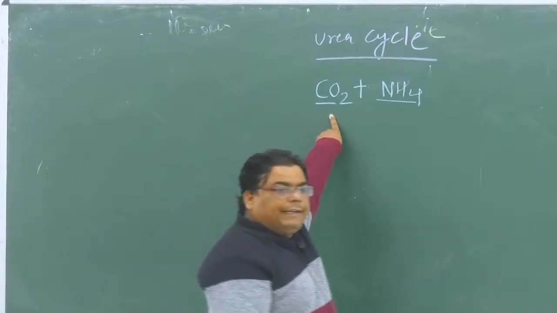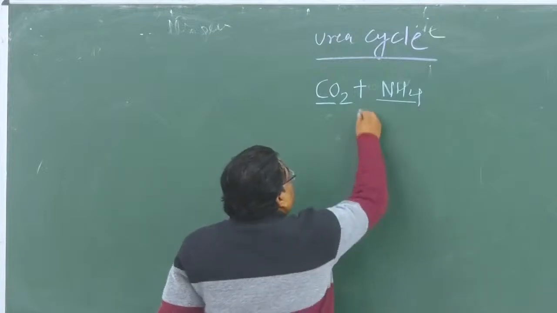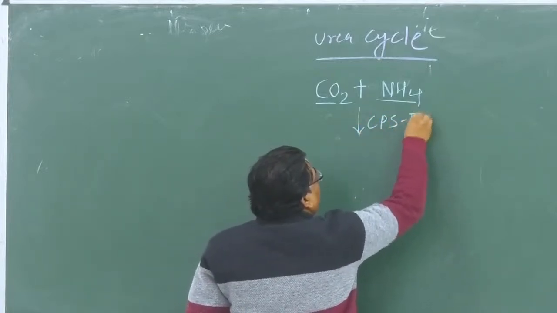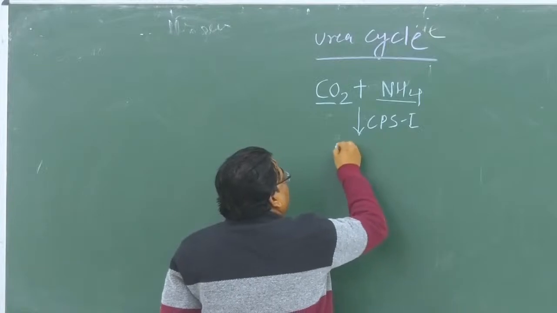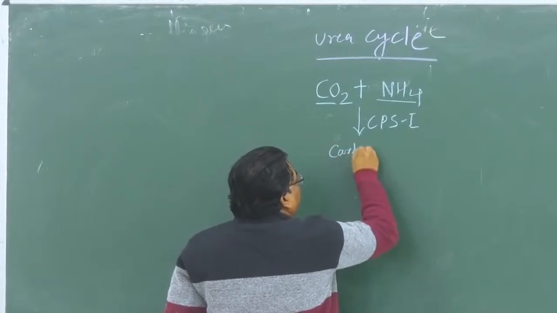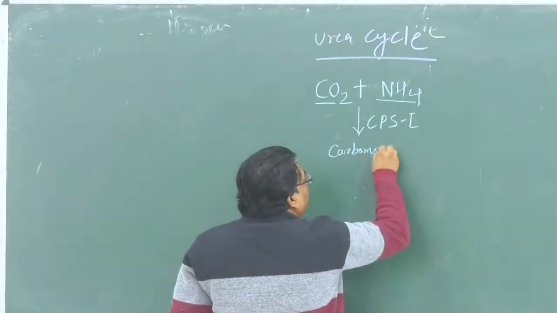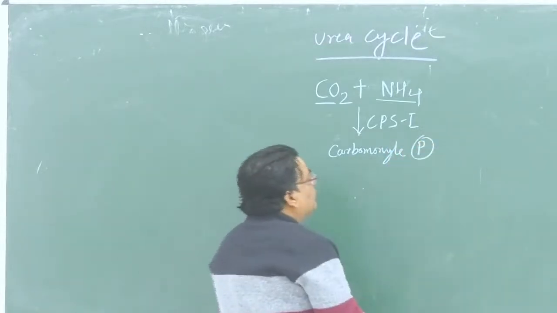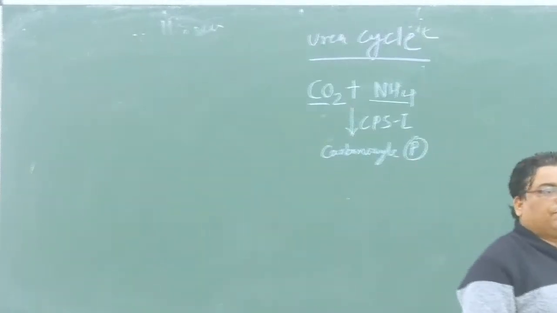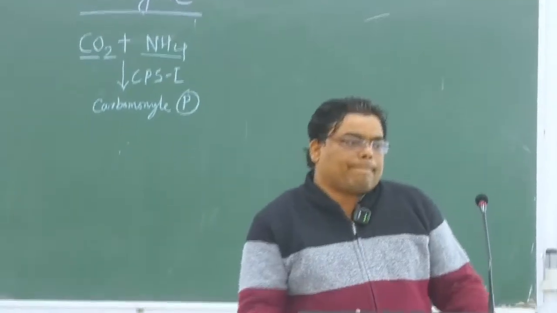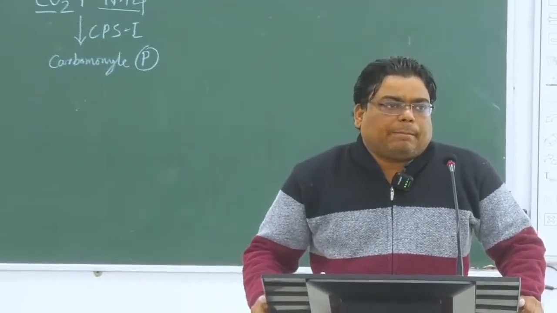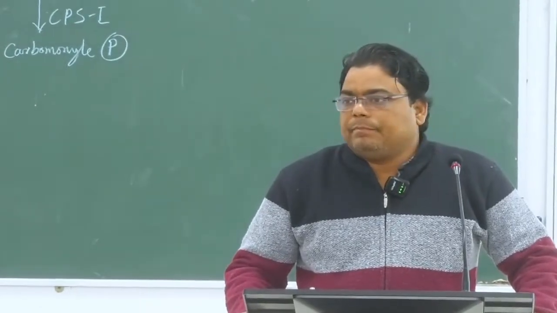Very good. The TCA cycle. Then, by the first enzyme, CPS 1, there is a formation of carbonyl phosphate. This is the first mitochondrial step.